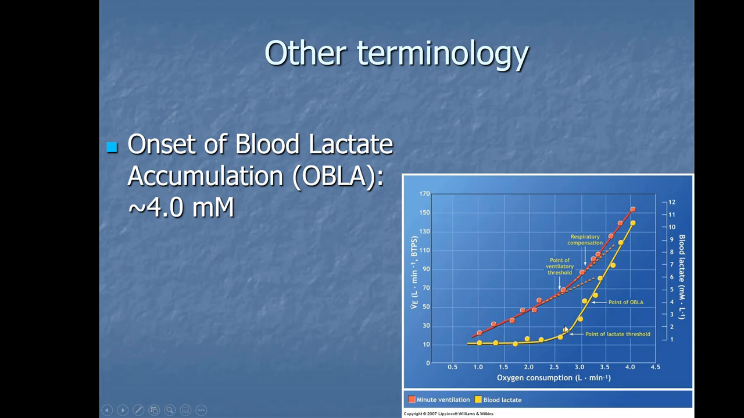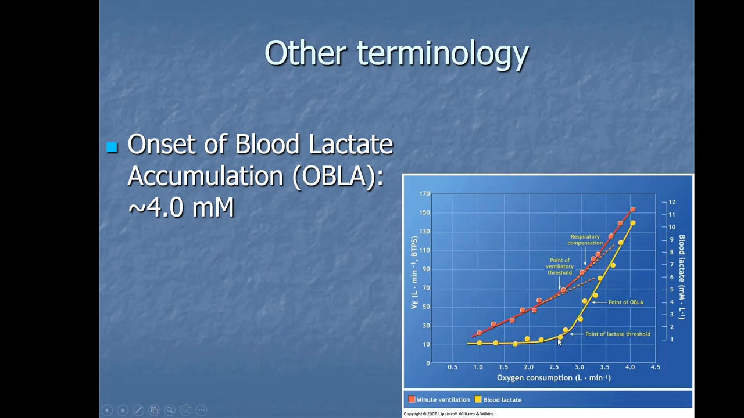There's also another term that's used. It is different though. It's called the onset of blood lactate accumulation, or OBLA. This is when lactate gets to a level of 4. So 4 is just an arbitrary number that's been chosen, but by definition, when your lactate gets to a level of 4 millimoles, that is the onset of blood lactate accumulation. So why the separate terminology here? It's actually two different things.